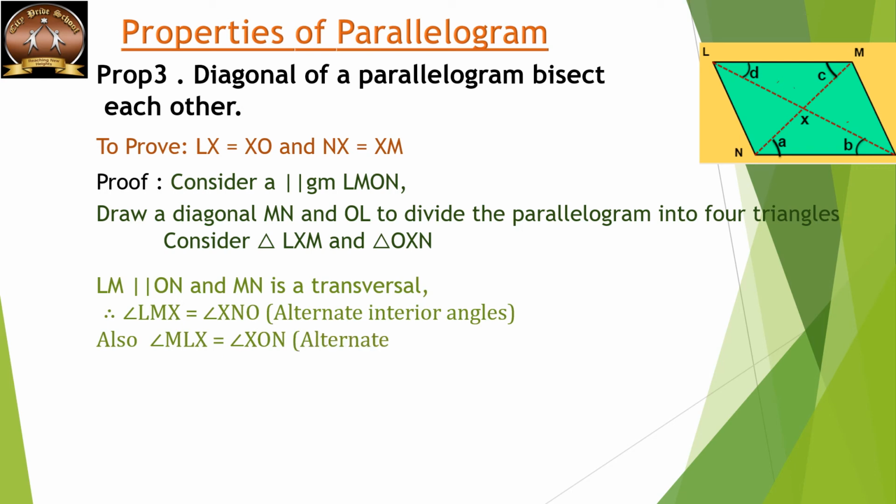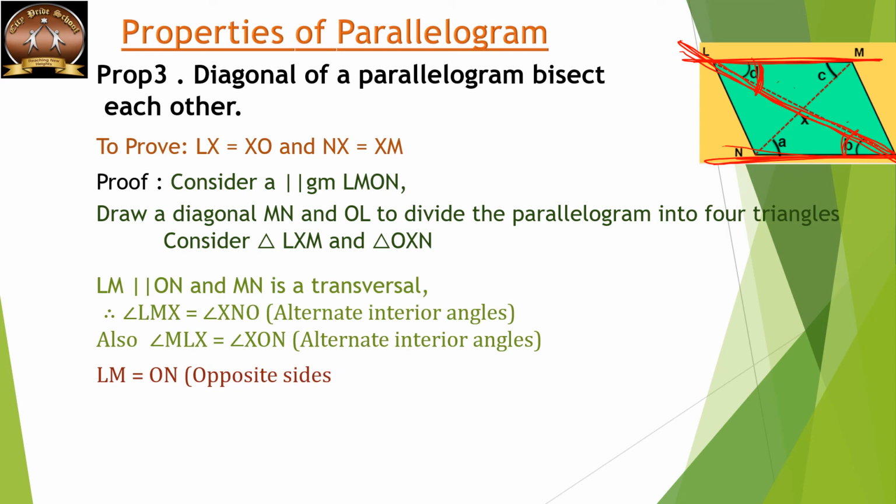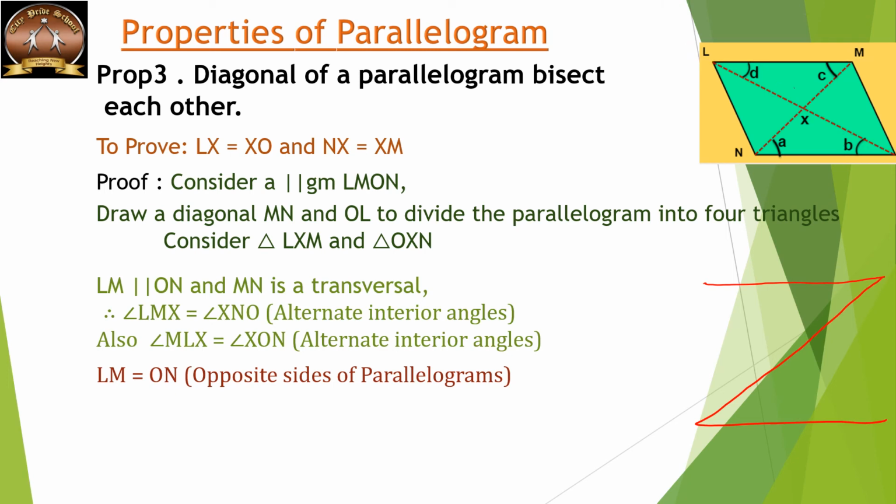Also, we can see that LM is parallel to NO. This time we will take LO as the transversal. So if we take LO as a transversal, again we are getting two angles as congruent, that is MLX and NOX. So these are congruent alternate interior angles. So first we took MN as the transversal and then we took LO as the transversal, and we showed that the two elements, that is angles, are equal in here.